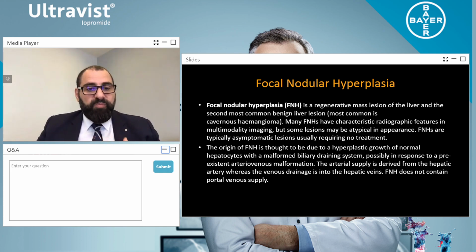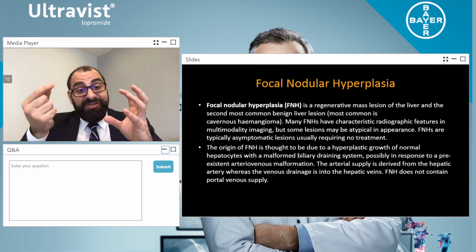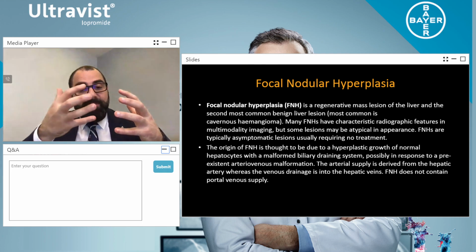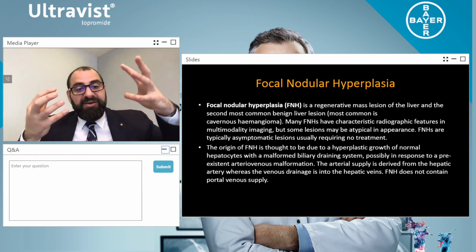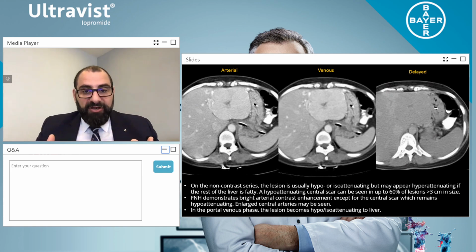So what happens then is there is a mismatch of pressures between the arterial and venous system versus the biliary system. And so this backflow of toxins starts to increase the size of the liver and the focal nodular hyperplasia. So this is a typical example. It's quite large on the arterial phase.